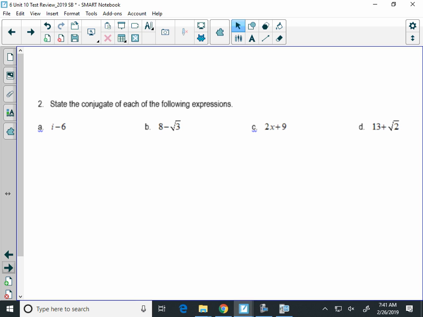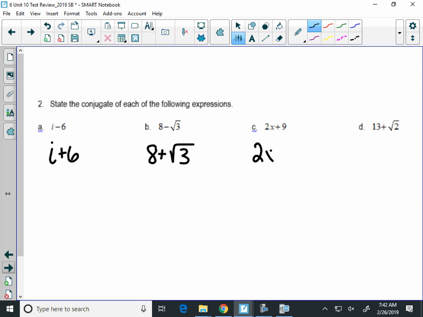All right, now, we have some more rationalizing to do, but in order to do that, we need to review what a conjugate is. Remember, the conjugate has the same terms as a complex expression, but an opposite sign. So if I have I minus 6, its conjugate is I plus 6. For 8 minus radical 3, its conjugate is 8 plus radical 3. And the same thing in C and D. Our conjugate here would be 2x minus 9. And in D, the conjugate would be 13 minus radical 2.